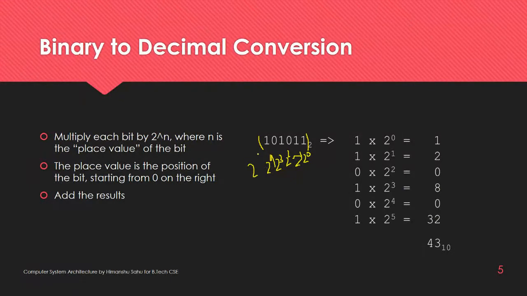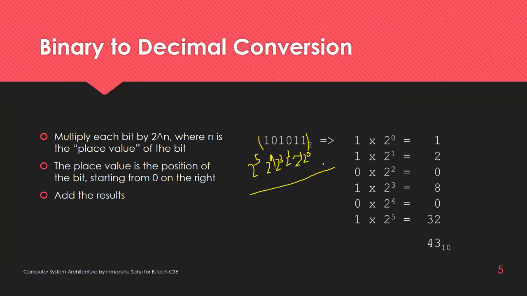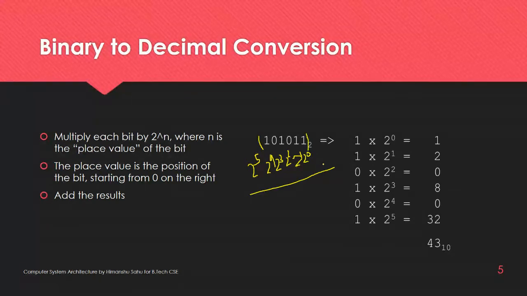Now, after calculating the place value, we simply multiply with the place value. Fine. So in this binary number system, you have only two options: either 0 or 1. When there is 0, the product will be 0. When there is 1, the place value, 2 raised to the power, will be directly used. So now let's see how this will happen.